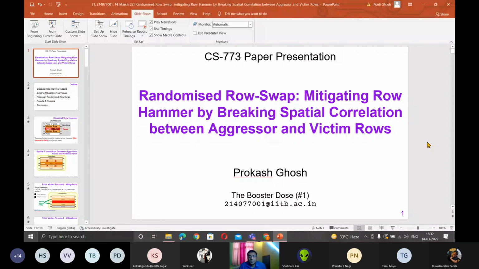Hello everyone. I'm Prakash. I'm part of the team, the booster dose, and I'll be presenting the paper Randomized Row Swap: mitigating row hammer by breaking spatial correlation between aggressor rows and victim rows.